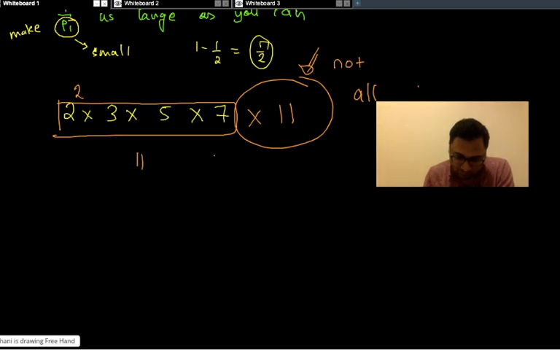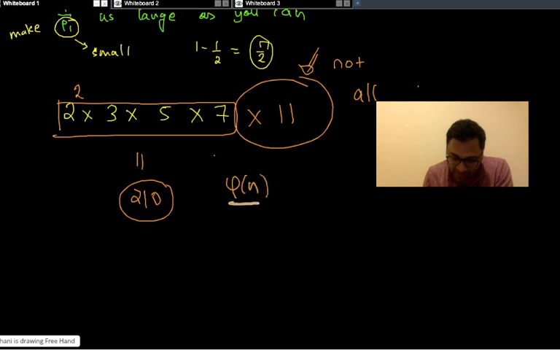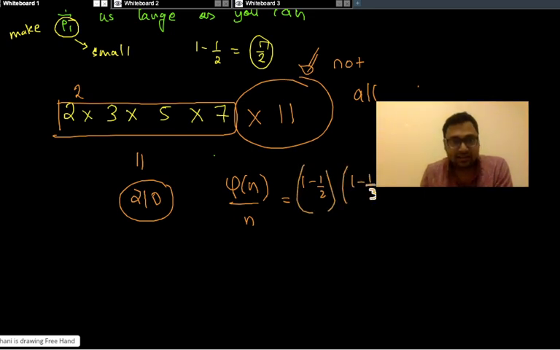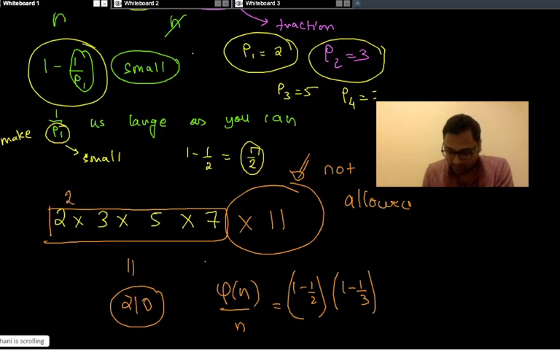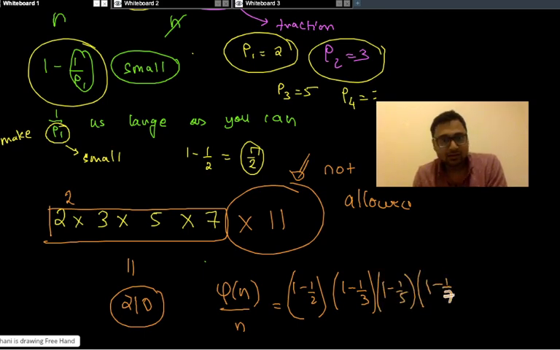210. And the phi of n over n for that is 1 minus 1 by 2, 1 minus 1 by 3, and you can just keep on multiplying this. So maybe I can just push this up a little bit more. Yes. So 1 minus 1 by 5 and 1 minus 1 by 7. So this is the crux of the matter.